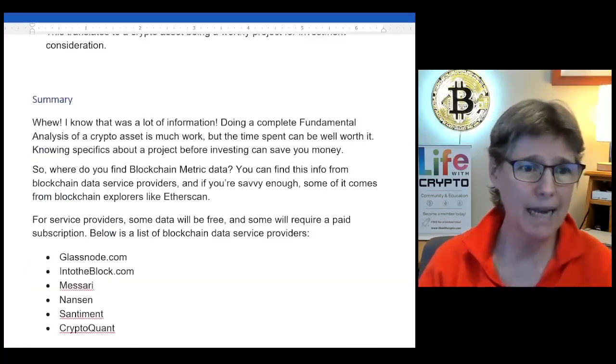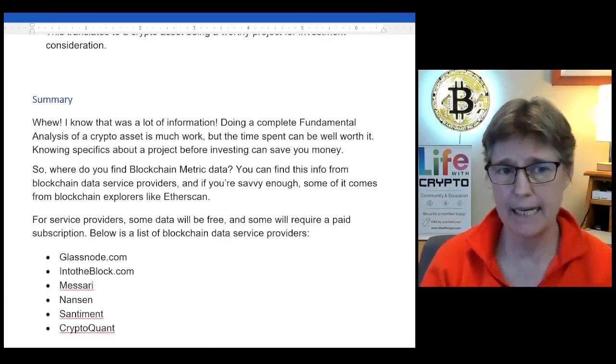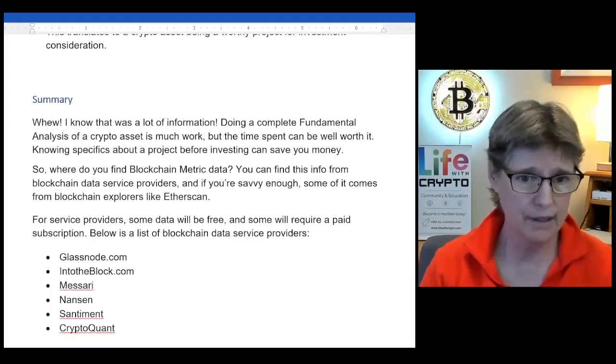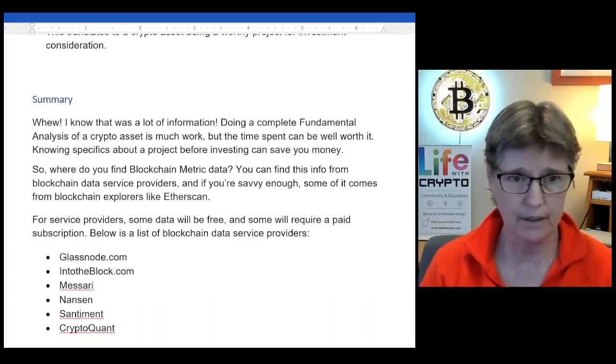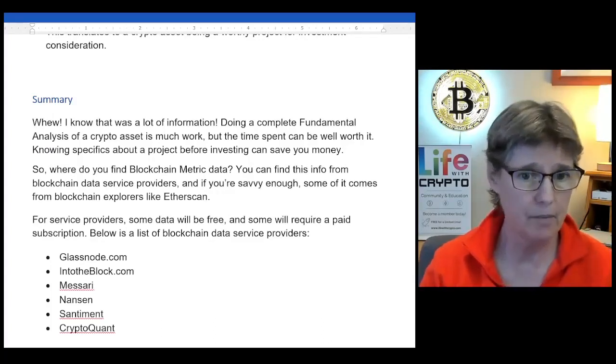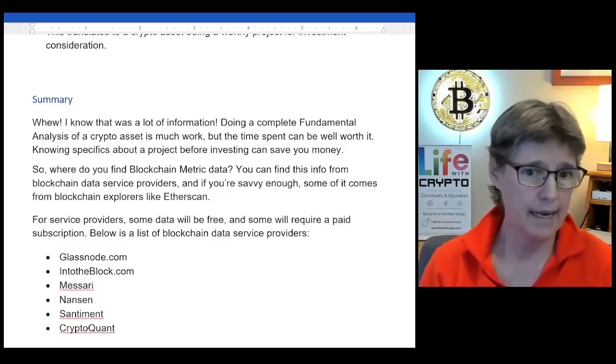Well, in summary, I know that's a lot of information, and I didn't show a lot of graphs because some of the places where you gather this information are paid services. Some of those paid services will provide you some free information, and some of it you'll have to subscribe in order to get the data.